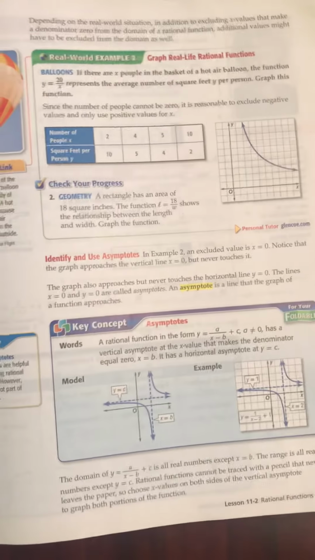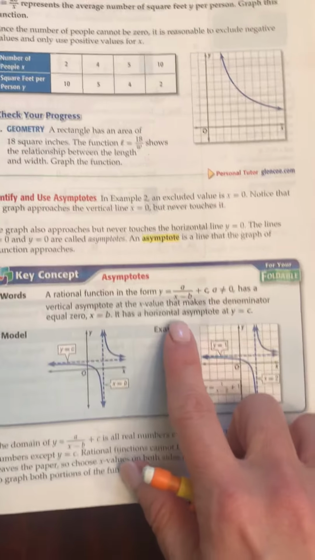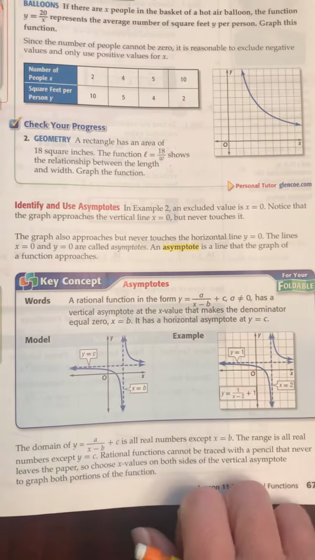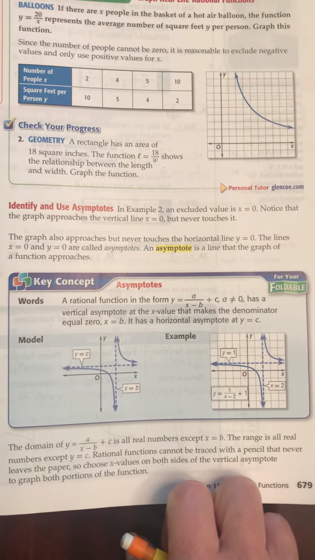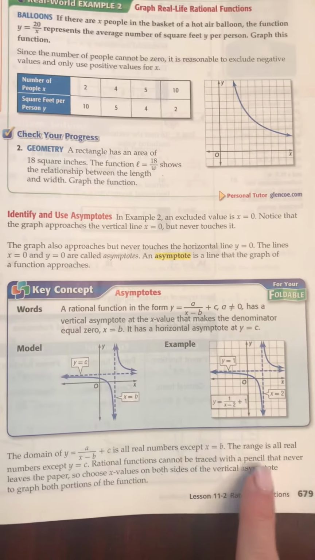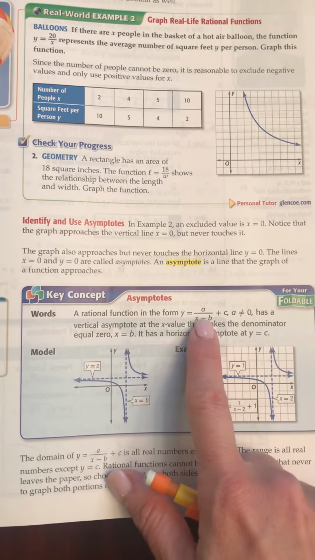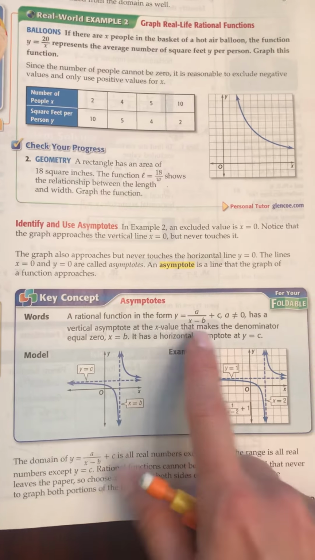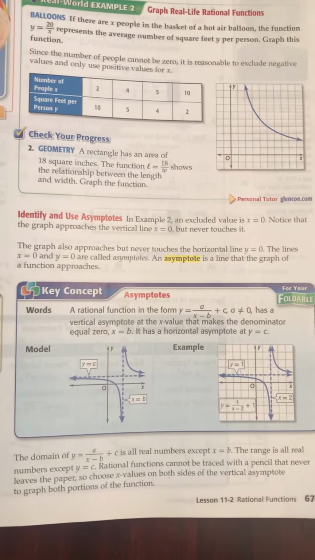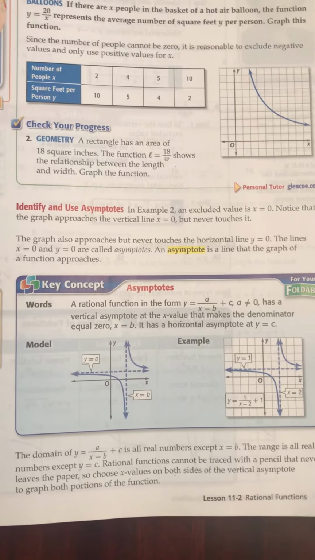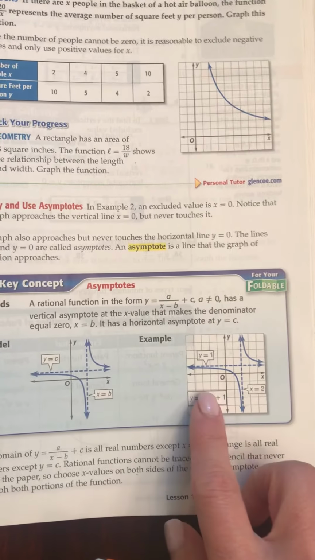Asymptotes is another thing that you probably haven't heard before. An asymptote is basically the same thing as an excluded value. There are vertical asymptotes and there are also horizontal asymptotes. To get a vertical asymptote, you just set the denominator equal to 0 and solve. And that's your excluded value, basically your vertical asymptote. It's the same thing.